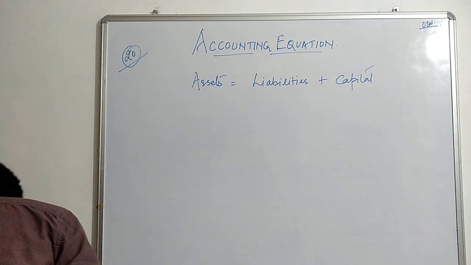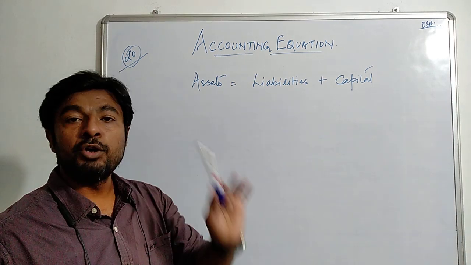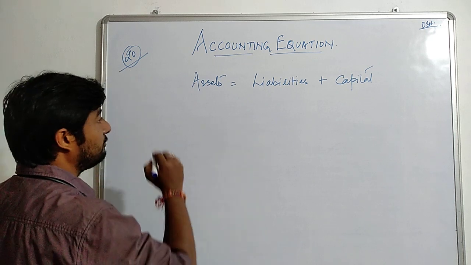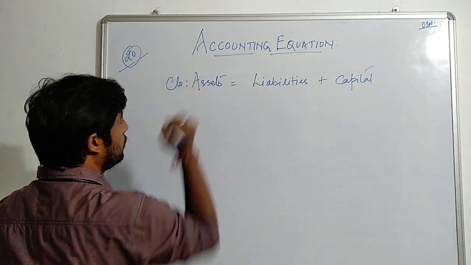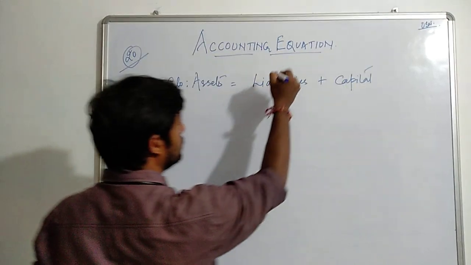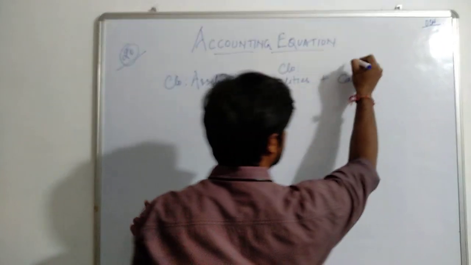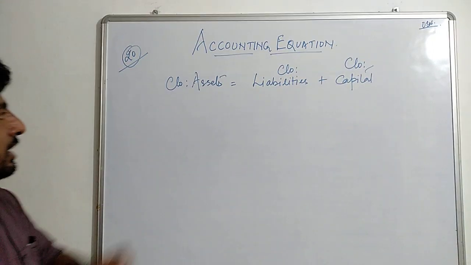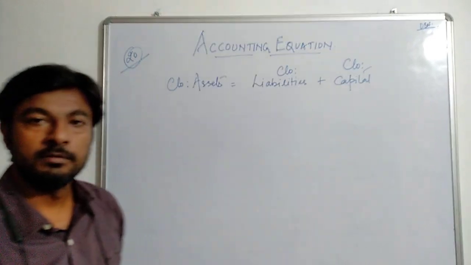Here I want to tell you something. Whenever you are going to put this equation, keep this in mind. You have to see it like this: closing assets is equal to closing liabilities plus closing capital. See, closing assets is equal to closing liabilities plus closing capital.